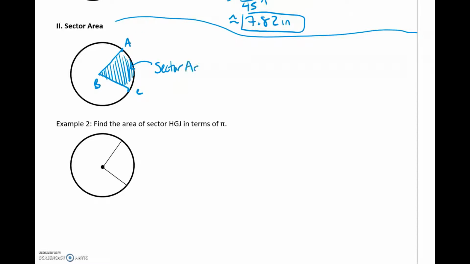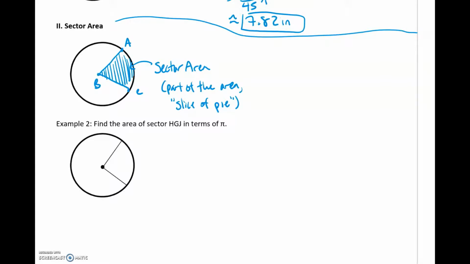So sector area is just a part of the overall area of the circle. So it's part of the area. It has to go to the center. Think about like a slice of pie. All right, so we're cutting from the center all the way out to the edge of that circle. So then very similarly, we're like, wait, I don't want the whole area. I just want a part of it. And I'm thinking, wait, it has to go to the center.